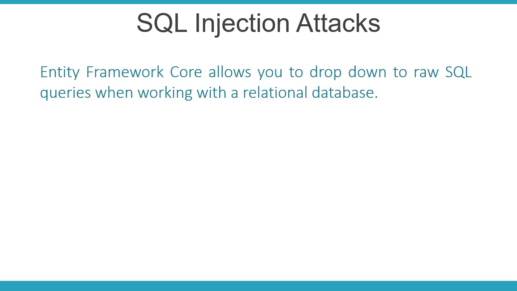Entity Framework Core allows you to drop down to raw SQL queries when working in a relational database, because of which this could be exploited by SQL injection. The way you can prevent SQL injection is to pass all the values as parameters and not with an equal to and a quotation. Let's take a look at a few examples so you will understand what I mean by parameters.